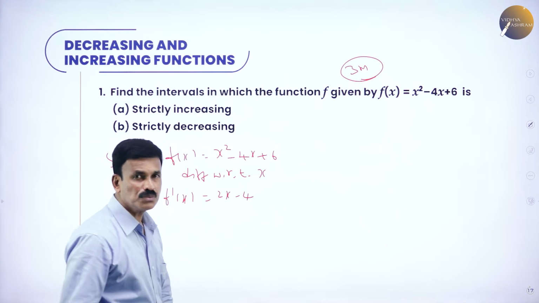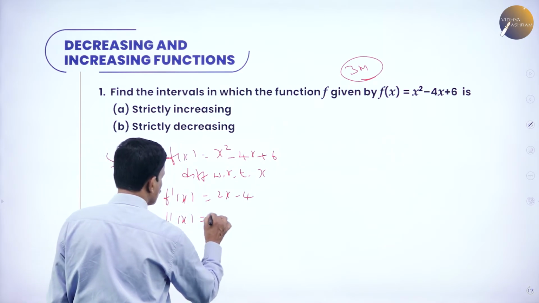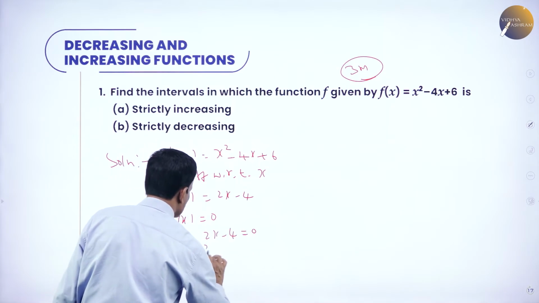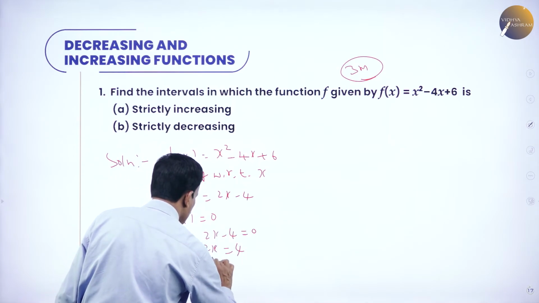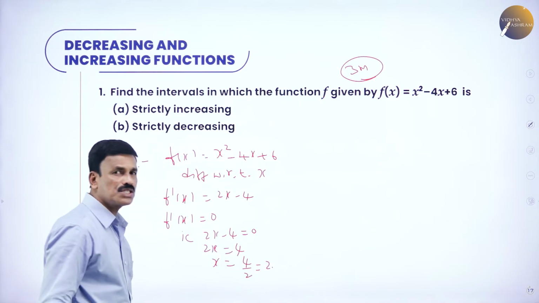For the function to be increasing or decreasing, f dash of x is equal to 0. That is 2x minus 4 is equal to 0, so 2x is equal to 4. X is equal to 4 by 2, which is equal to 2.